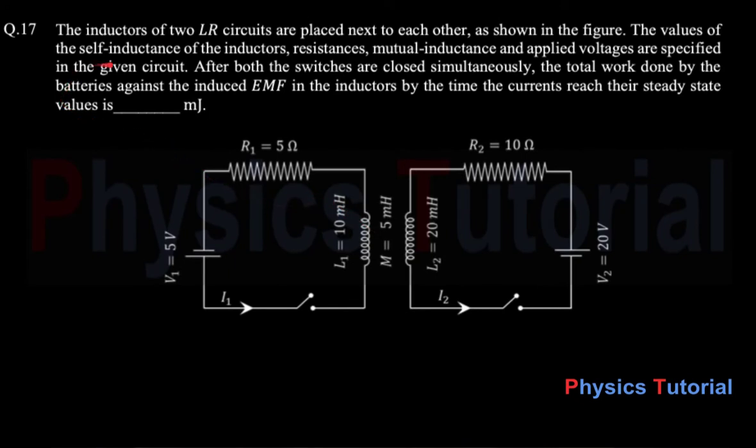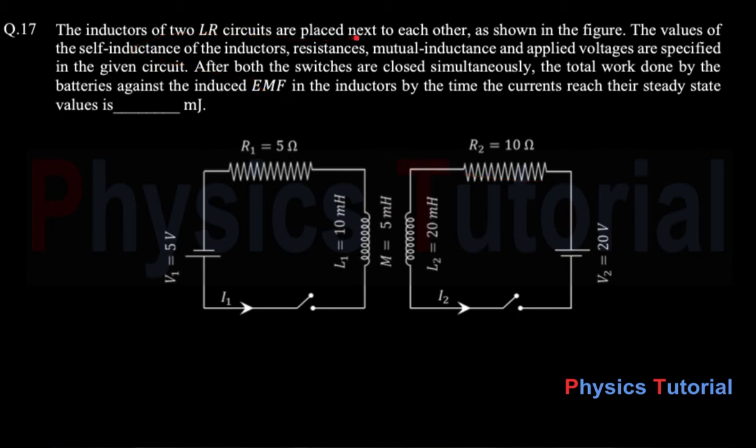Question number 17, the mutual inductance is given, L1 and L2, that is 10 millihenry, 20 millihenry is given here, resistance R1 and R2. Here two circuits are given. What they are telling about this means here that there are two inductors. Mutual inductance is also working, and self-inductance is also working, and LR circuit is given.